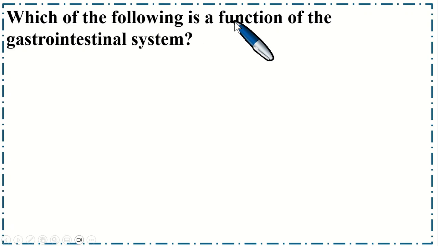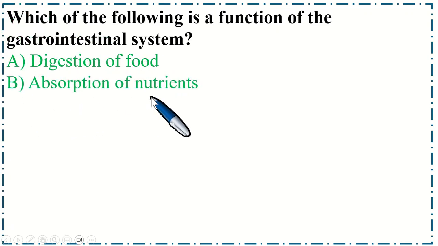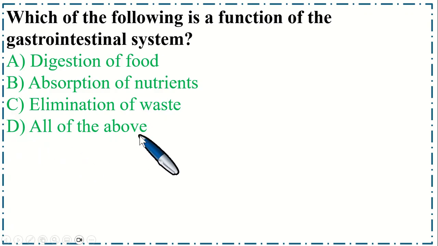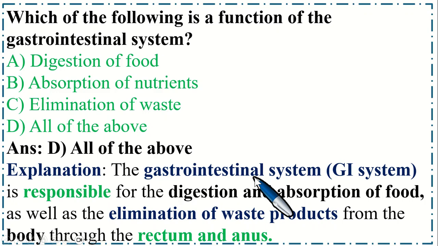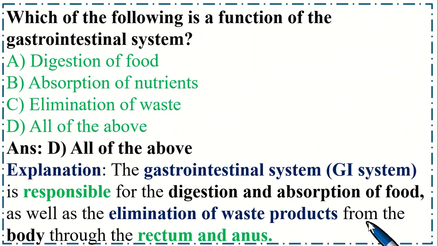Which of the following is a function of the gastrointestinal system? Option A, digestion of food. B, absorption of nutrients. C, elimination of waste. And option D, all of the above. So the correct option is D. The gastrointestinal system, GIT, is responsible for the digestion and absorption of food and the elimination of waste products from the body through the rectum and anus.